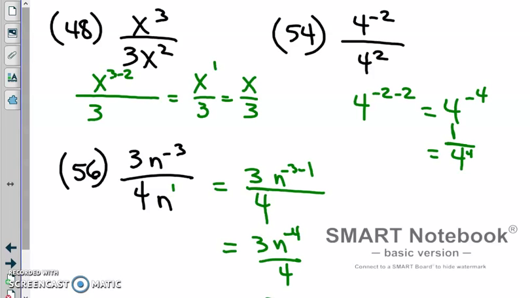So in problem 48, the 3 itself we're not doing anything with because there's only one single 3. You can't simplify it. There's no other 3 to subtract exponents from. So 3 just stays in the denominator. The x's, there's 2 of them, so it's our quotient where we're going to subtract the 2 exponents, and 3 minus 2 is 1. So this is going to be x to the first power over 3, or just simply x over 3.